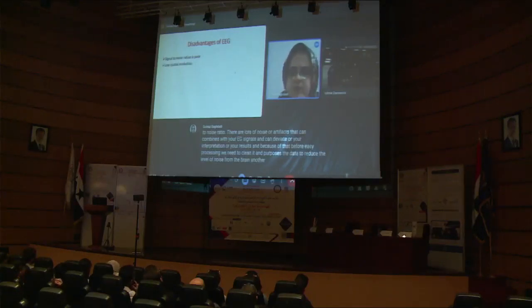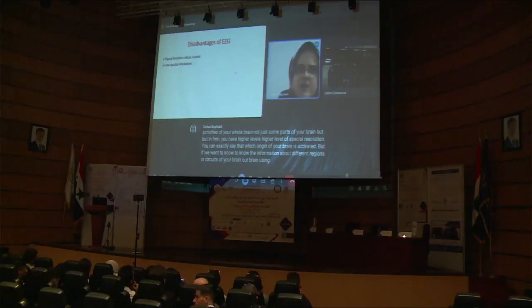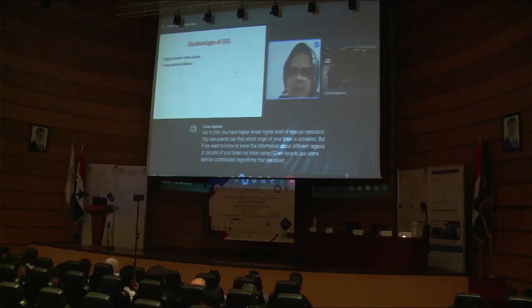Another disadvantage of EEG is that it has low spatial resolution. In opposite of this high temporal resolution, EEG has low spatial resolution. I mean, when you record the EEG from some parts of your brain, as I mentioned before, those signals are the activities of your whole brain, not just some parts of your brain. But in fMRI, you have a higher level of spatial resolution. You can exactly say which region of your brain is activated. But if we want to know the information about different regions or circuits of our brain using EEG, we have to use some special complicated algorithms that are called EEG source localization.